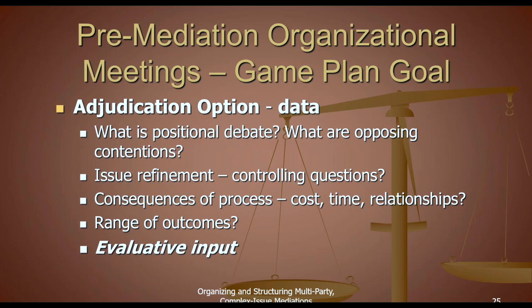So what kind of data do we need about the adjudication options will vary from case to case, but it should include the positional debate. What are the opposing contentions of the parties? What are the controlling issues? And what arguments make a difference in the adjudication process? What is the full range of the possible outcomes? And what are the consequences of going through the adjudication process? Of course, there's the time, the cost, the diversion from normal business activities, and the impact on future business relationships. So these are all the things that need to be considered, and this is information that should be exchanged in the opening presentations.